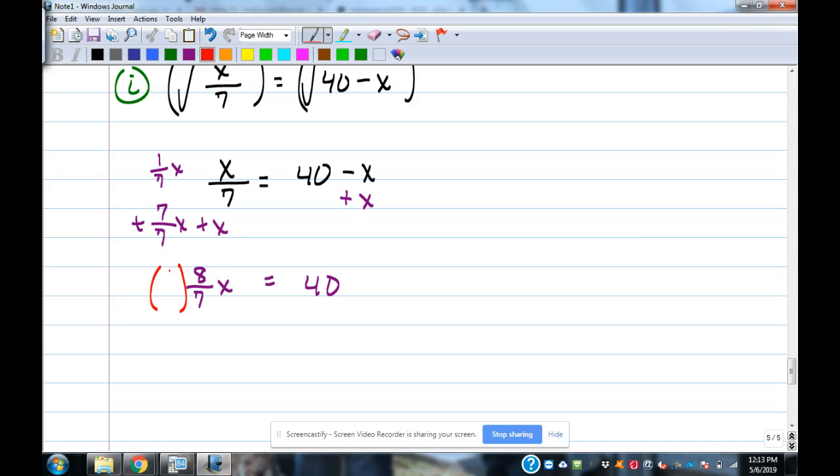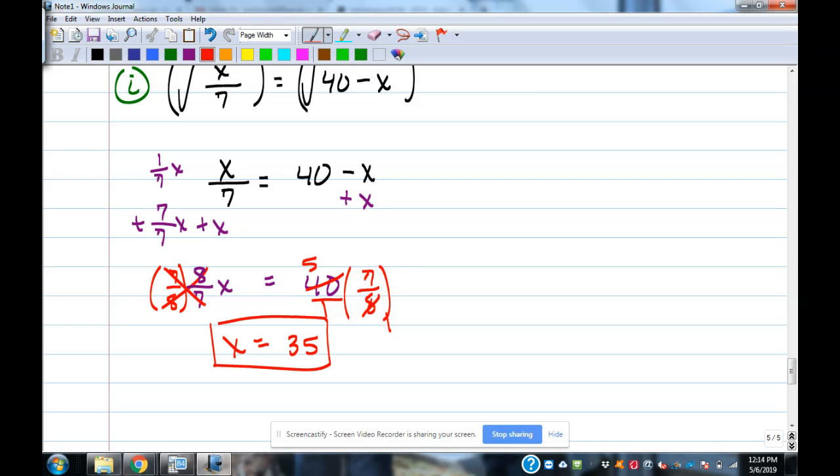Multiply by 7 over 8, the reciprocal. 7 over 8. Make that 40 over 1. So that's canceling out. I got x equals... Cross cancel there. 35.